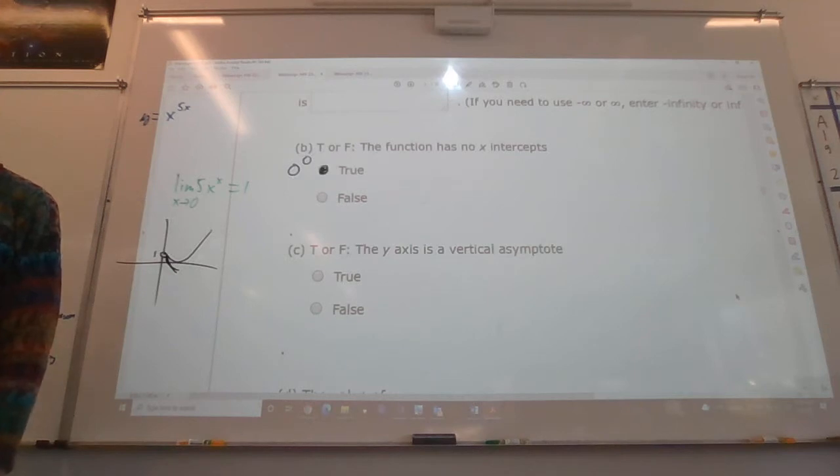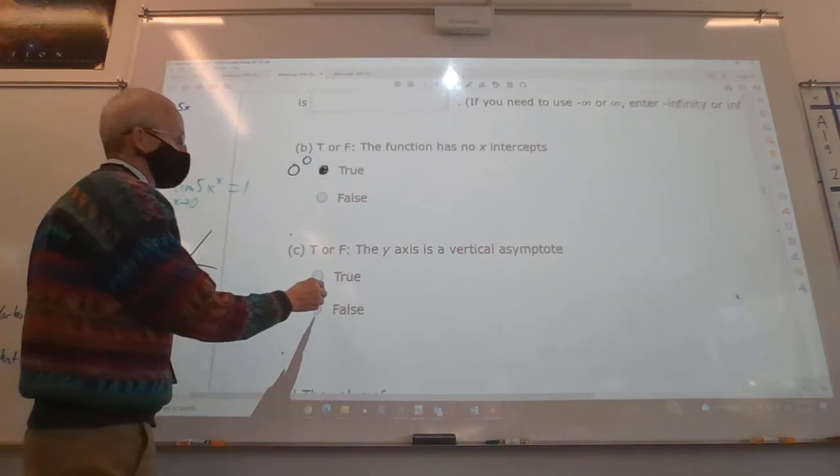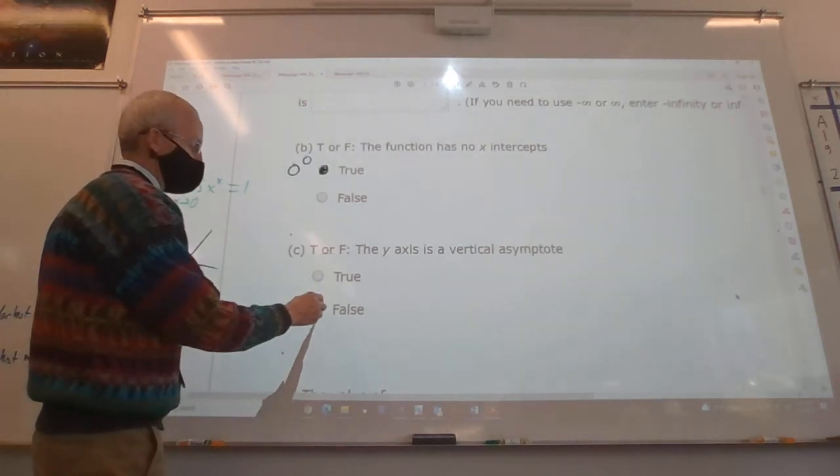An asymptote is where the limit is infinity. It goes to infinity. So we have to say no. True or false, is there a vertical asymptote? That'd be false.